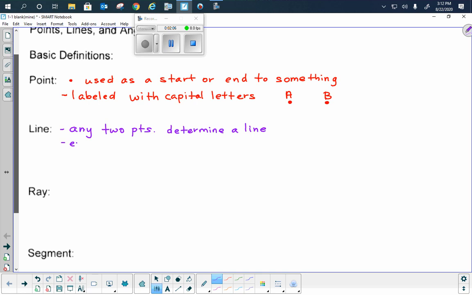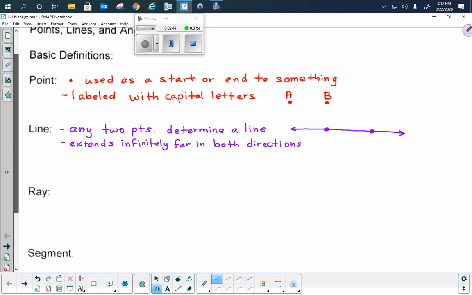And you also need to know that it extends infinitely far in both directions. So for instance, now if I were to take 2 points and put a line through it, how we show that something extends infinitely far in both directions is with arrows. So you must have arrows on the ends of those. A line goes on forever and ever.